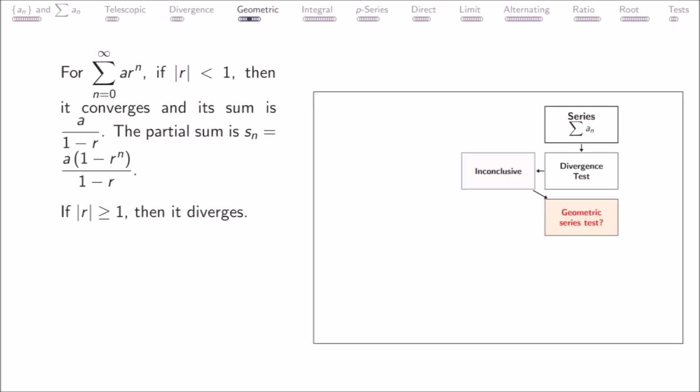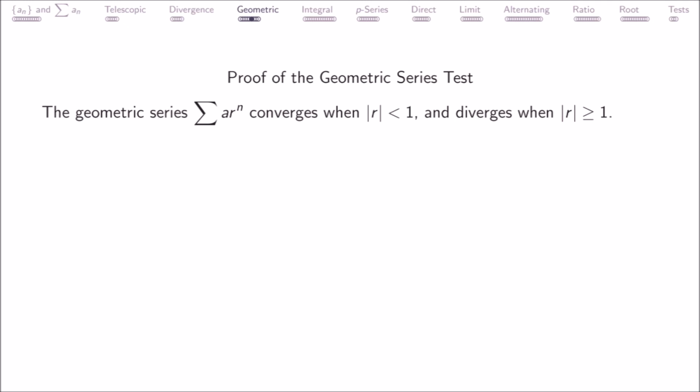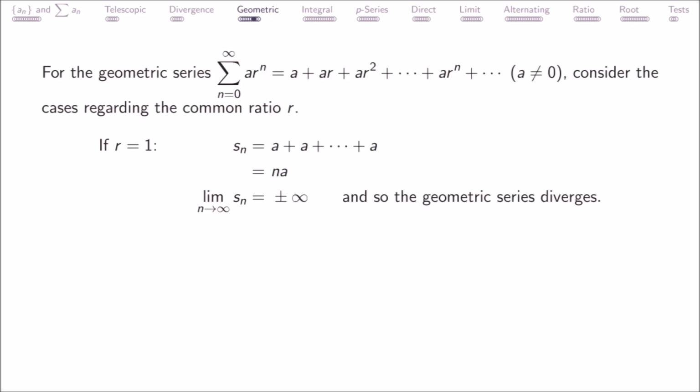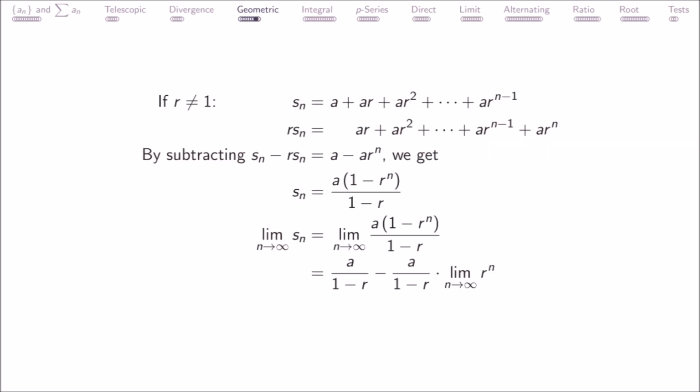Here is the flowchart. Proof of the geometric series test. Here is a statement of the test. For the geometric series, consider the cases regarding the common ratio r. If r equals 1, then we have the following. If r doesn't equal 1, then we have the following.